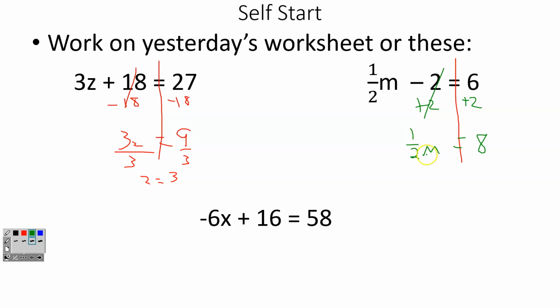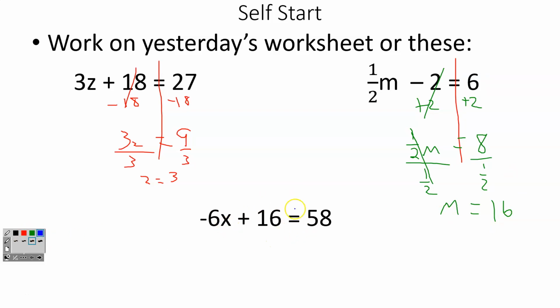So this 1/2 and this m, again, there's nothing between them, so that means to multiply. So I'm going to divide both sides by 1/2. That's going to give me an m on this side, and this is going to give me 16 on this side. Make sure to use your calculator if you don't believe me.